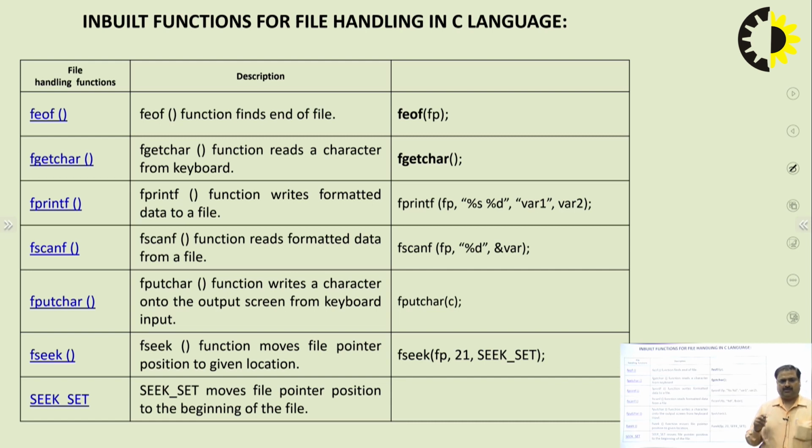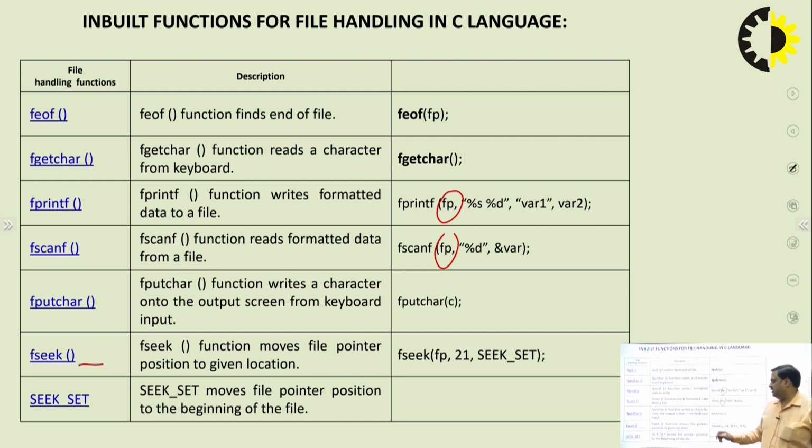Another function is feof. The feof function checks whether the end of file has been reached or not. And fgetchar reads one character from the keyboard. fprintf writes formatted data to the file. Whatever we do now with printf and scanf, for reading and writing to files we use fprintf and fscanf. Here one extra parameter, the file pointer, needs to be passed. fputchar is for writing one character.